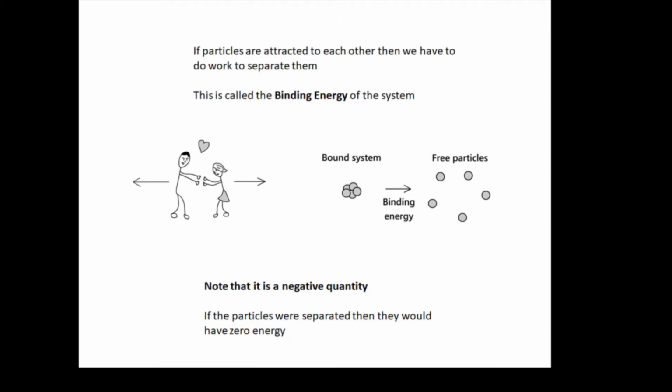So a nucleus is a bound system. The particles can't go anywhere on their own. You would have to do work to separate them all, and that work is called the binding energy of the nucleus. Strictly speaking, it's a negative quantity. It's not like the nucleus has this energy. It's the energy you would have to give it to separate all of the particles.